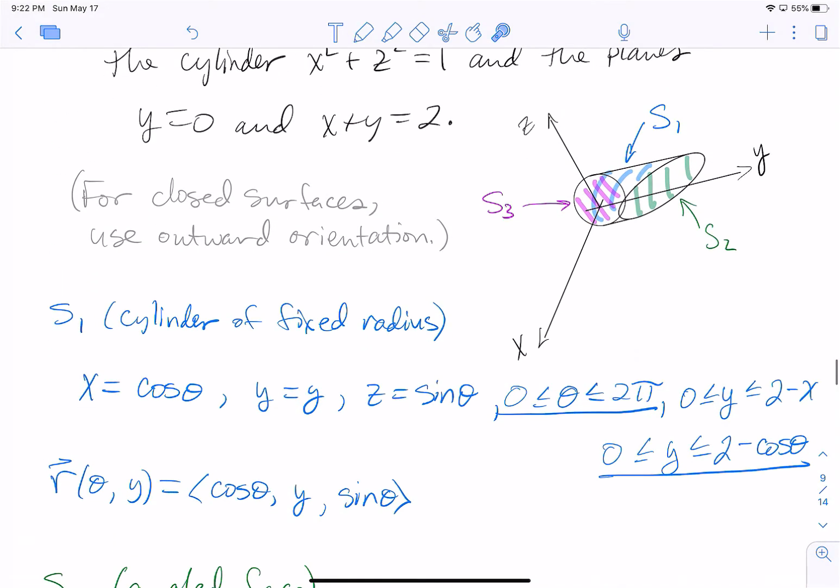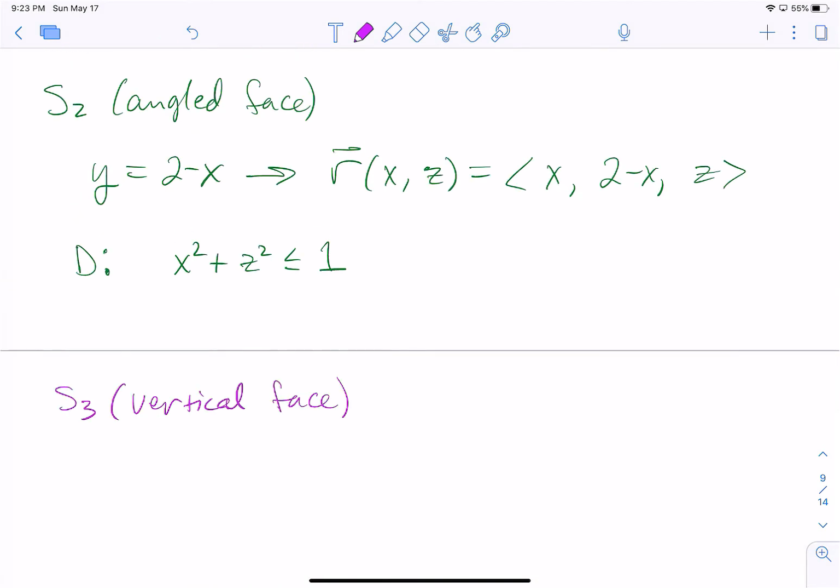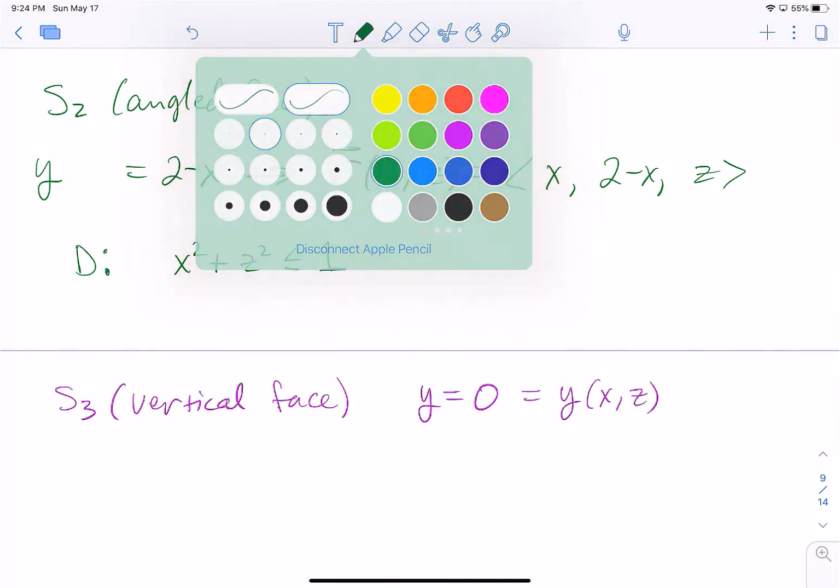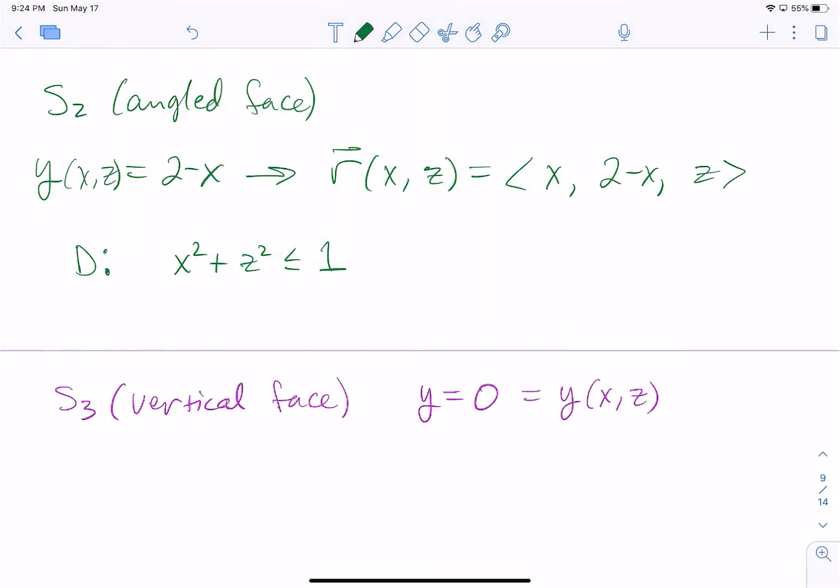S3 is the vertical face, and it's a circle of radius 1. We were gifted with the equation that y is equal to 0. That's actually y as a function of x and z, just like I didn't write it before, but the angled face S2, it's really y as a function of x and z. That's also how I knew that r was going to depend on x and z. And for that vertical face, the region D is still x squared plus z squared is less than or equal to 1.